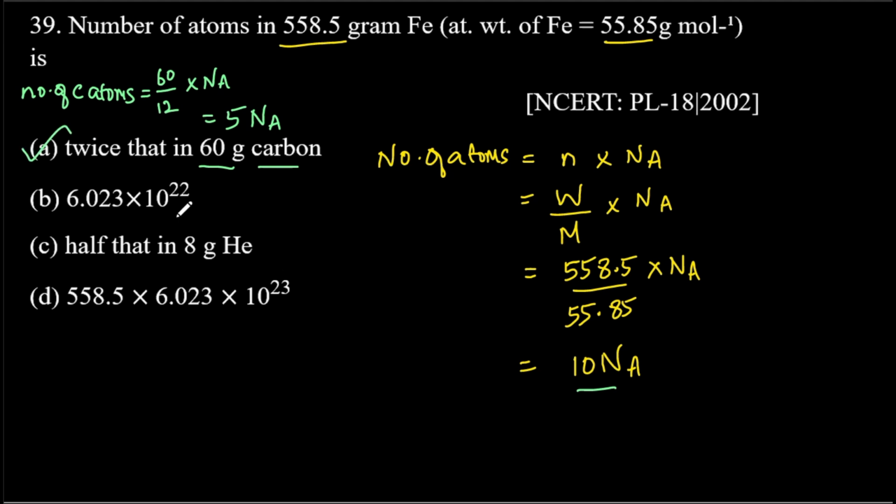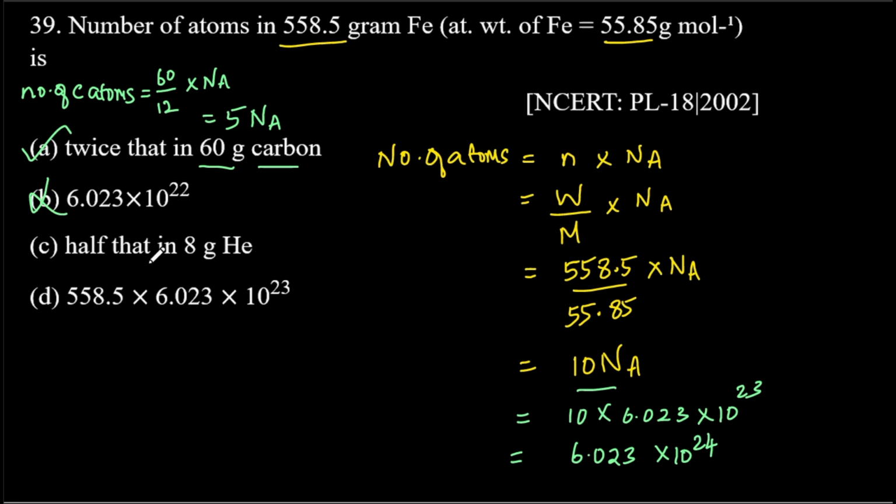If you see the next option, you have to cross check that. So what is 10 Na? 10 into 6.023 into 10 power 23. When you multiply, it will become 6.023 into 10 power 24. But in option B, 10 power 22 is given, which is wrong.